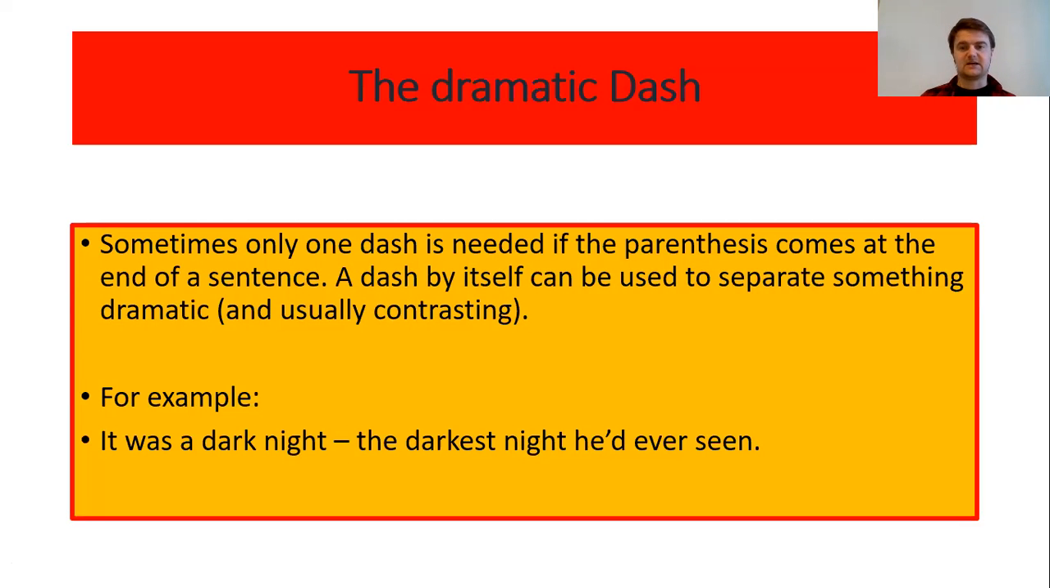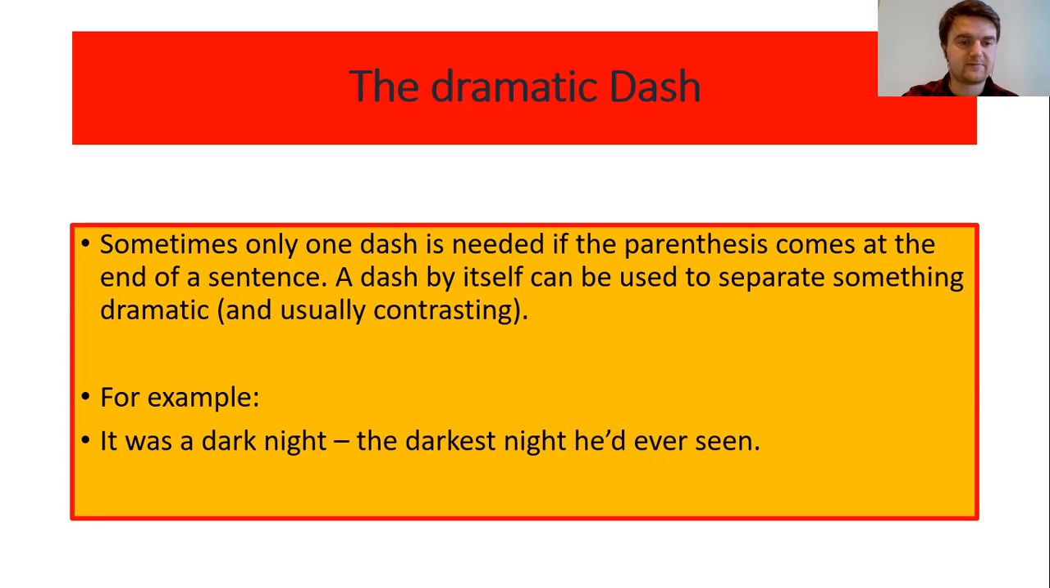So a dramatic dash is what happens when it comes at the end of a sentence. And it's called a dramatic dash because you only need one dash if it's at the end of a sentence. When we were looking at brackets, brackets always have to come before and after parenthesis, but dashes only come before it if it's at the end of a sentence.